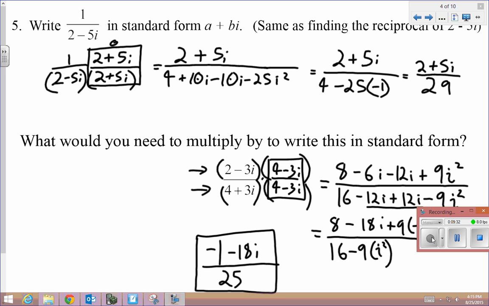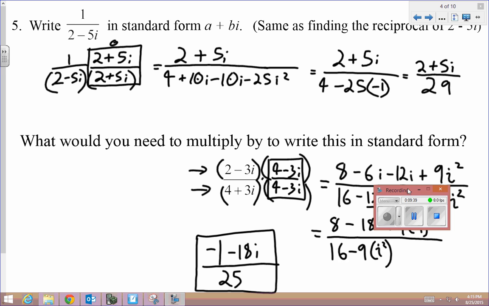So this is going to conclude the first part of this video talking about complex numbers. Part 2 will talk about how this ties in to solving quadratics.